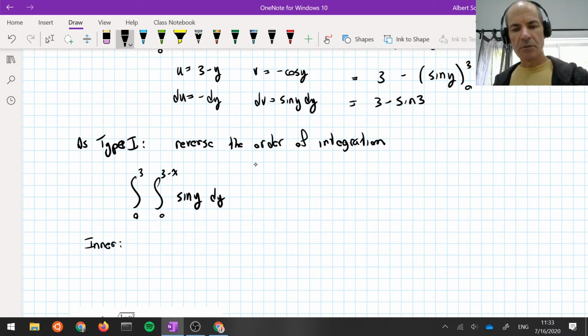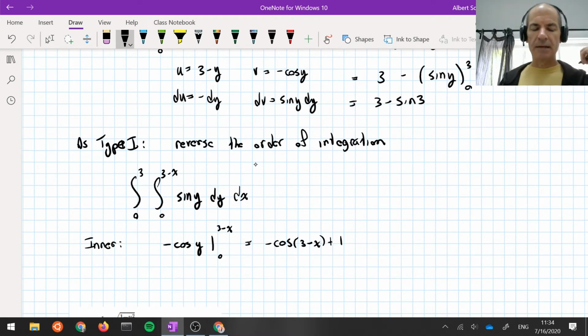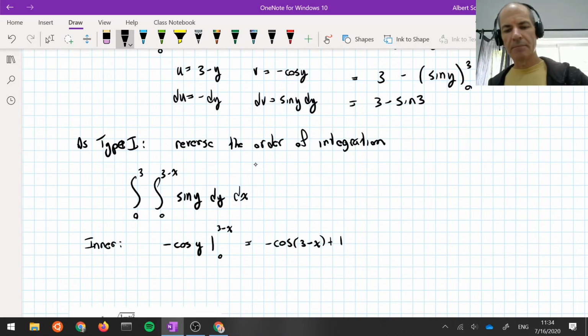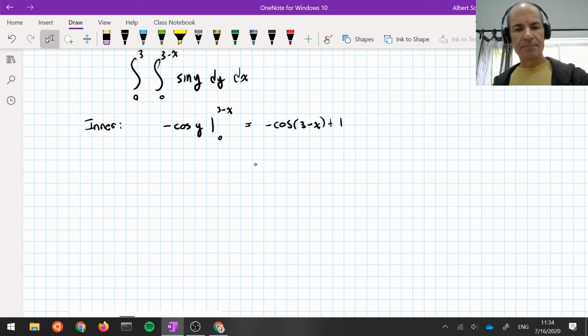Let's talk about the inner integral. The inner integral is with respect to y, the outer integral is with respect to x. Integrating the inner integral with respect to y, what do we get? Negative cosine y from 0 to 3 minus x. Plugging in and subtracting, we get minus cosine of 3 minus x plus 1, like that. Alrighty, that's the inner integral. Let's look at the outer integral.